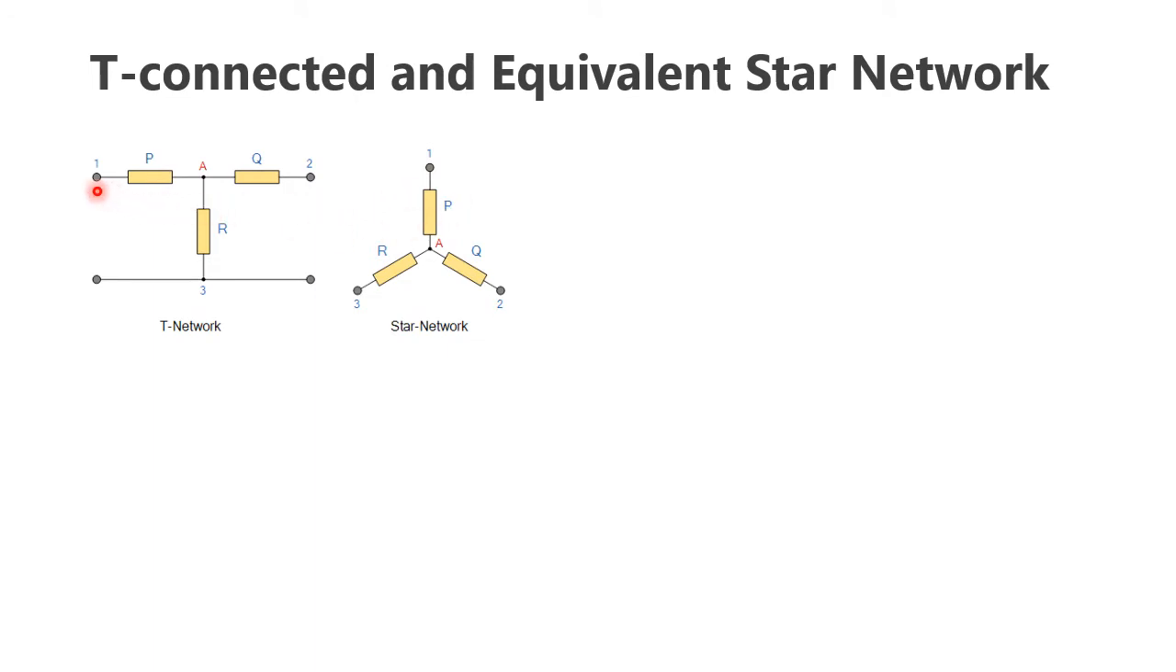Now you can see that this is the center point A, and these are point 1, point 2, point 3. From point A to 2, resistor Q is connected. From point A to 1, resistor P is connected, and from point A to 3, resistor R is connected. So this is the same network, the equivalent network. Normally the star network is the equivalent circuit of the T network.